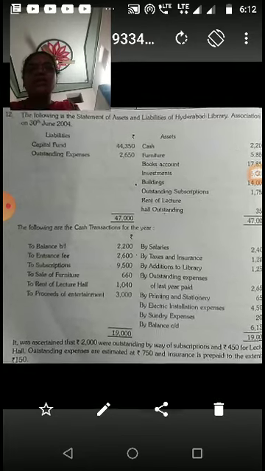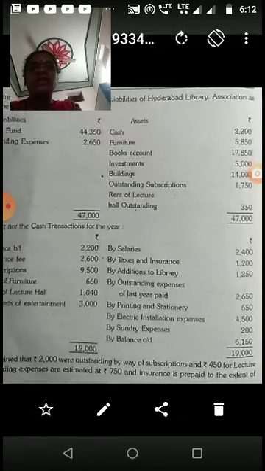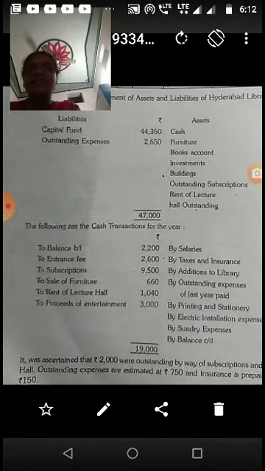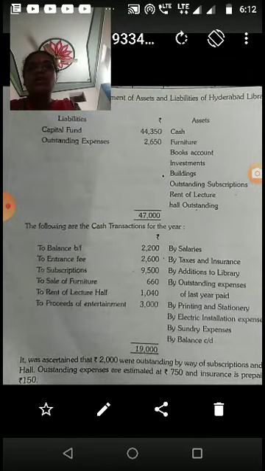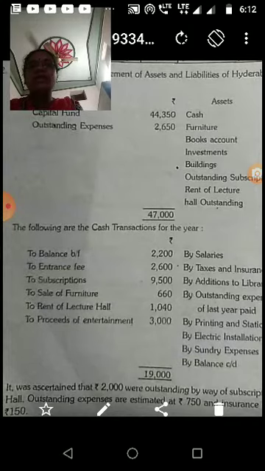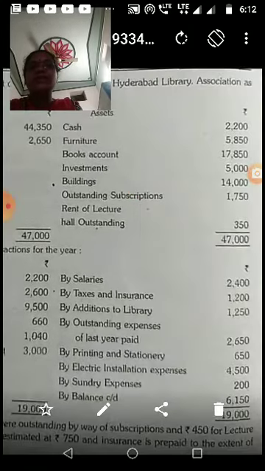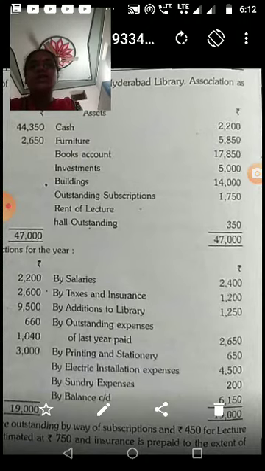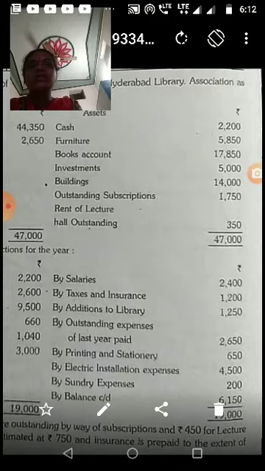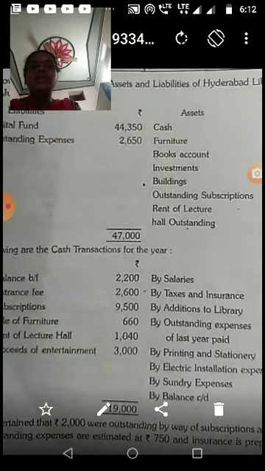Let us discuss another problem. The following is the statement of assets and liabilities of Hyderabad Library Association on 30th June 2004. Now liabilities are capital fund 44,350, outstanding expense 2,650. Now the assets side is cash is 2,220, furniture is 5,850. Now bank account is 17,850, investments 5,000, buildings are 14,000, outstanding subscriptions 1750, rent of lecture hall outstanding that is 350, so the total is 47,000.